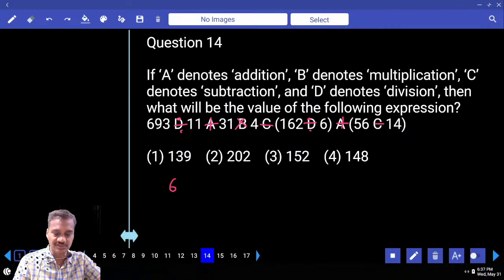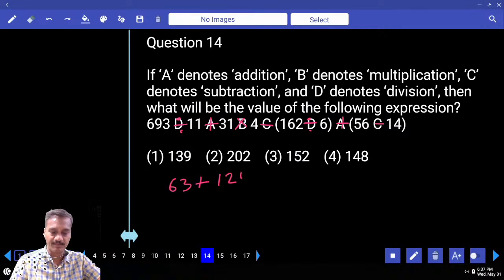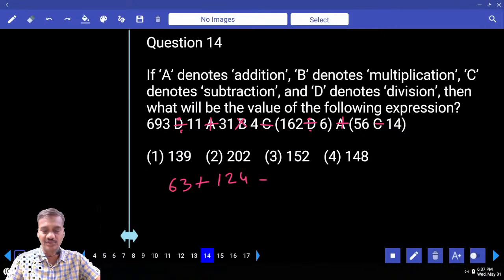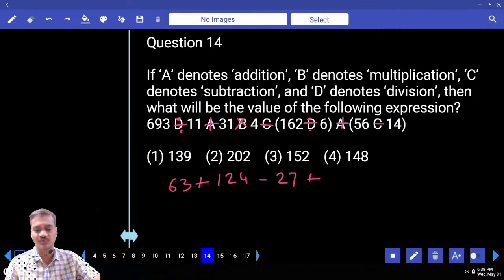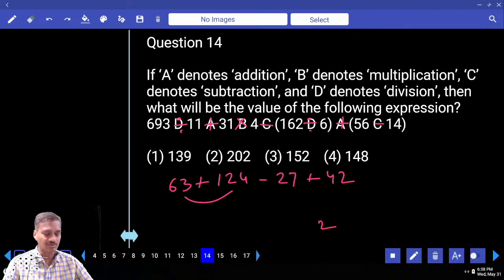63. Now 63 plus 31 into 4, how much? 124 minus 162 divided by 6. 162 divided by 6 is 27. 27 plus, and 56 minus 14 is 42. Then tell me what is the value of this one. And 63 plus 123. 3 plus 4 is 7, plus 2 is 9. 9 minus 7 is 2. Then what is the value here? Choice 202.